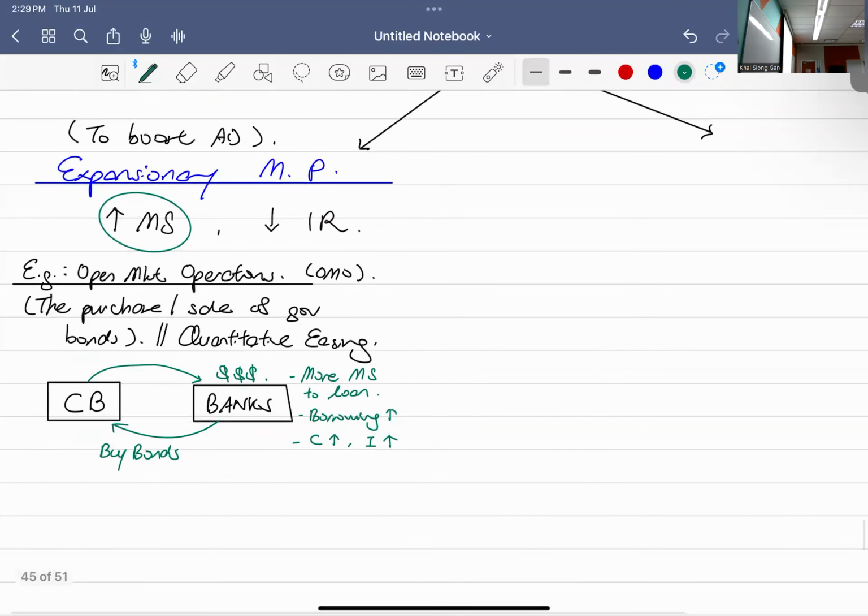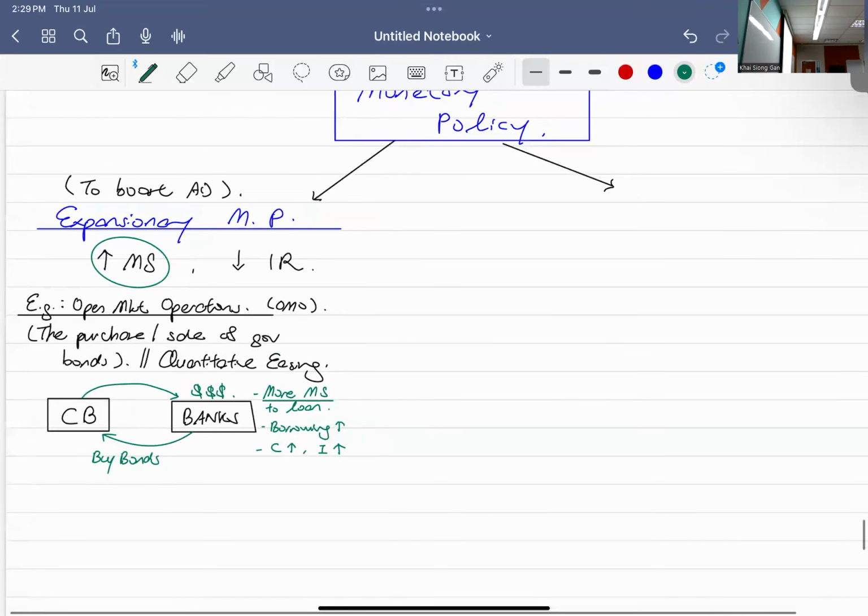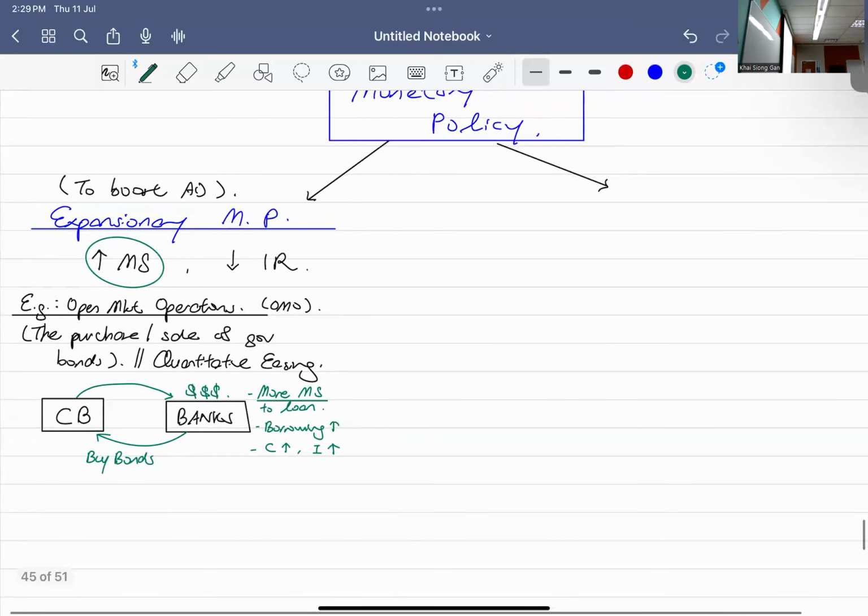So that's how they increase the money supply with the use of quantitative easing or open market operations. So remember, when we talk about increased money supply, it's not always about printing money, but it's about the purchase or the sale of government bonds. Like for example here, the central bank buys the bonds from the banks to increase the money supply.